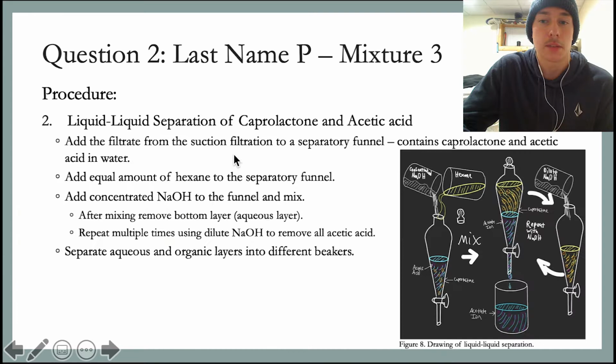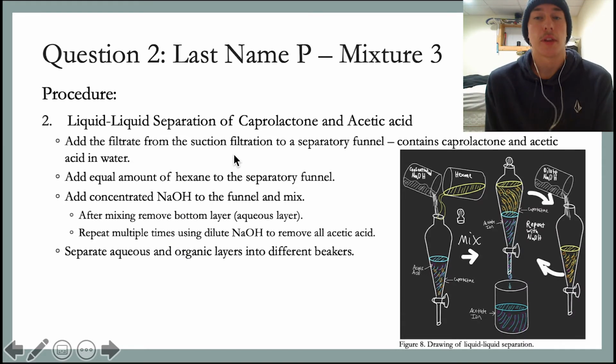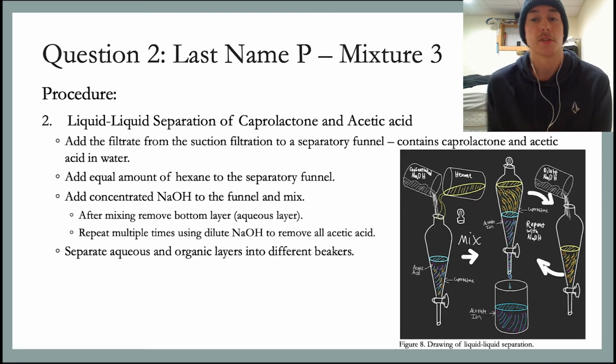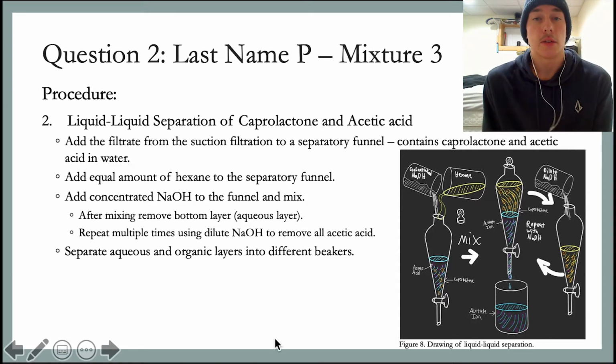So then in step 2, we need to separate the caprolactone from the acetic acid, and to do this we'll use a liquid-liquid separation. To start, we'll add the filtrate from the suction filtration in the previous step to a separatory funnel. This filtrate contains the compounds caprolactone and acetic acid, dissolved in water. Then we will add an equal amount of hexane to the amount of water in the separatory funnel.